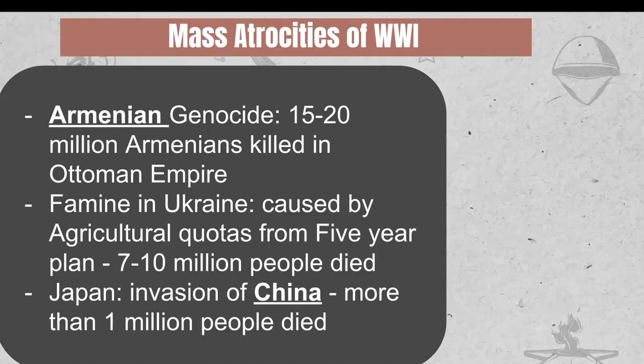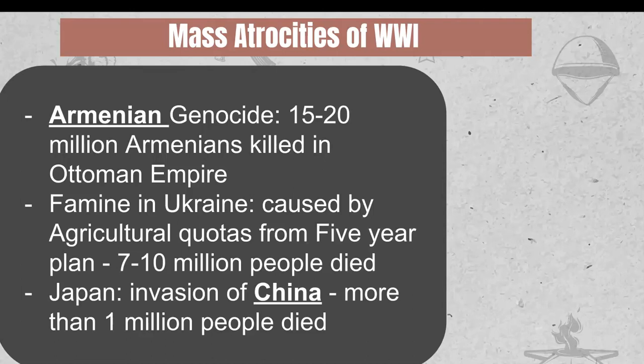There's going to be a few mass atrocities that occur due to World War I or during World War I. And mass atrocities just mean very gruesome deaths or very traumatic events that occur in history. First being the Armenian Genocide. With the Armenian Genocide, about 15 million Armenians were killed in the Ottoman Empire.